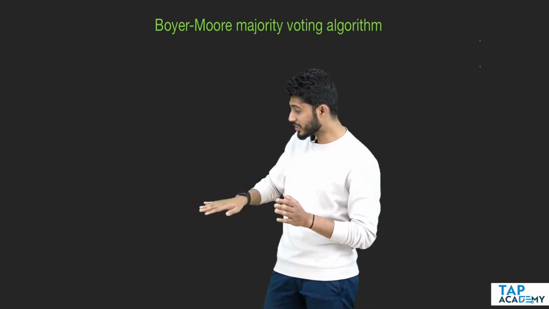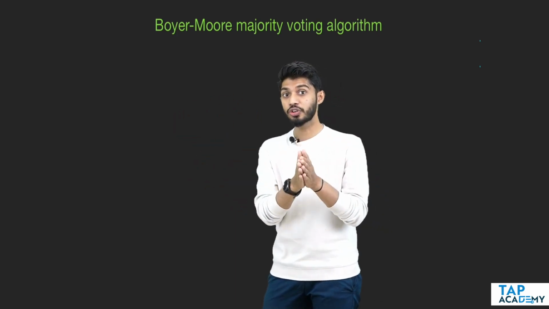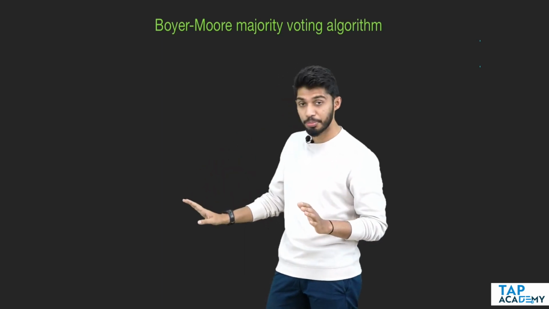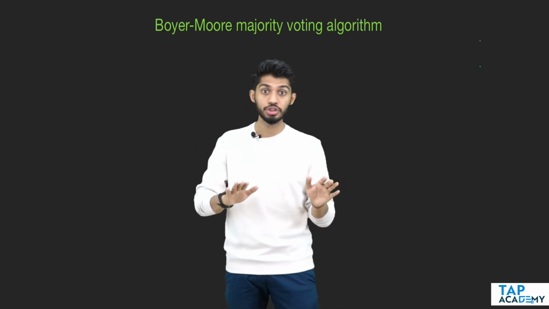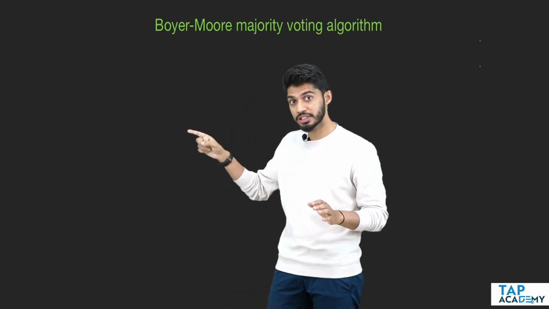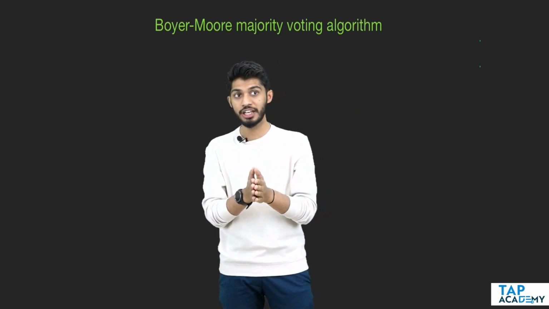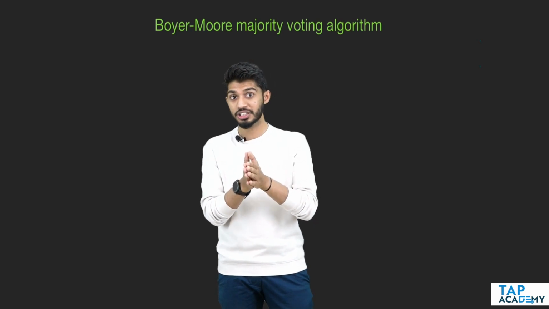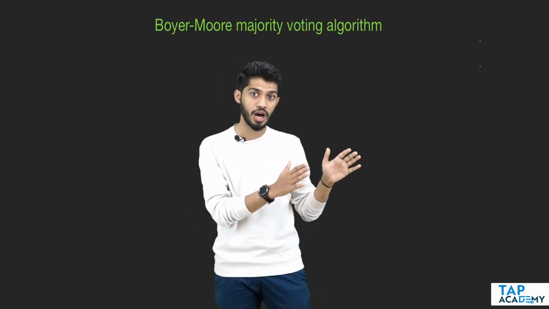Now whichever is the majority in the northern part of the country, definitely that would be the majority throughout the country. Why? Because in the southern part of the country it is equally divided, 5 and 5. So in the northern part, whichever is the majority will be the majority throughout the country. That's the basic idea behind this Boyer-Moore's voting algorithm. Now let's see how we can implement this particular algorithm into our problem.